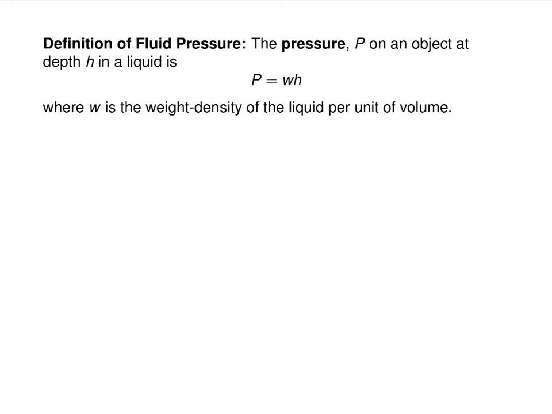So we start with the definition of fluid pressure. The pressure P on an object at a depth h in a liquid is given by P equals W times h, where W is the weight density of the liquid. In the traditional American system of units, that would be given as something like pounds per cubic foot, and then the variable h would be measured in something like feet. Notice that in this example, that would make the units of our pressure pounds per square foot.